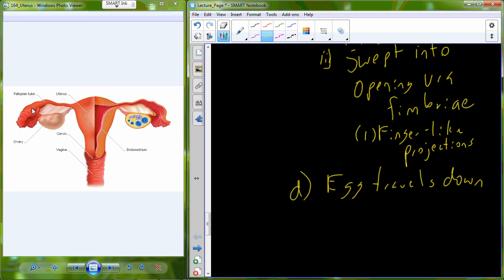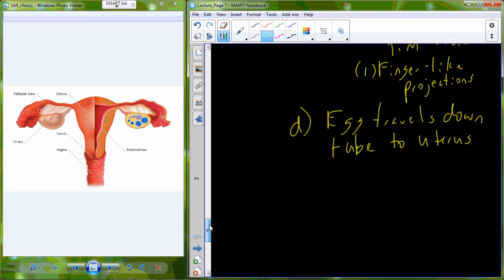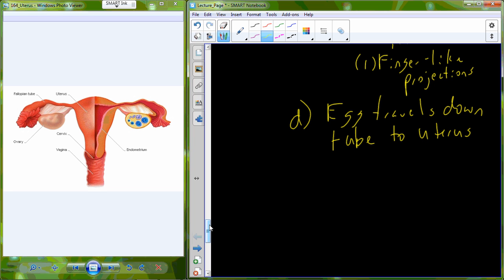So from here, the egg is going to travel down the tube of the oviduct to a structure called the uterus. So travel down the fallopian tube. Fertilization, by the way, occurs up here in the upper third of the fallopian tube, or the oviduct. So fertilization is going to occur, and as it travels down, if fertilization has occurred, that egg travels down 3 or 4 days into the uterus and will implant into the wall of the uterus.